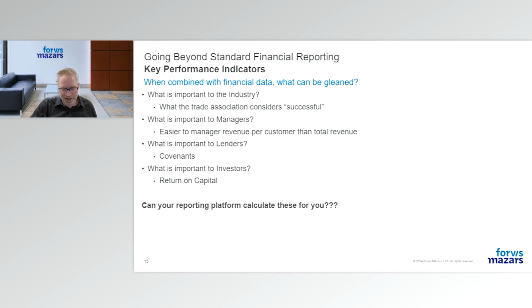Some things here to consider though. What's important to your stakeholders? So that means what's important to your industry, what's important to your managers, what's important to your lenders, and what's important to your investors. So almost like a backwards approach. Look at those items. How do we get there? What not only financial data do you need to get to those metrics, but what statistical data do you need? And can those be pushed into either your accounting system or some sort of third-party reporting system to create these KPIs?